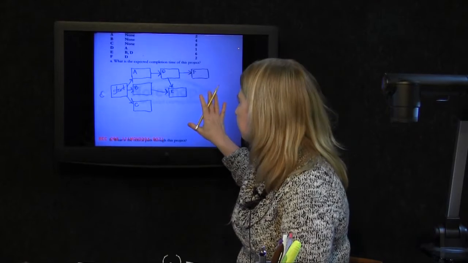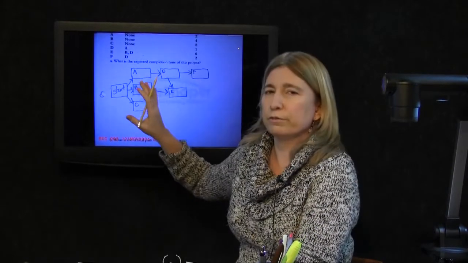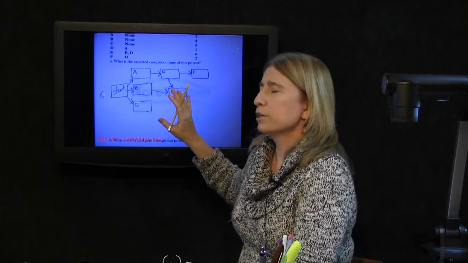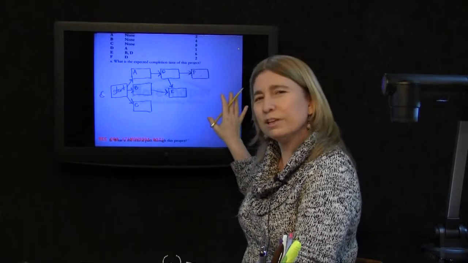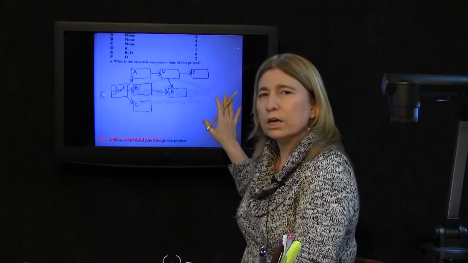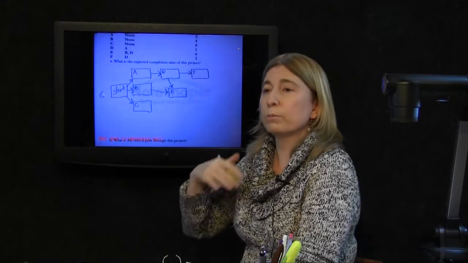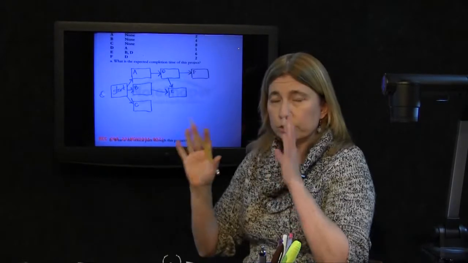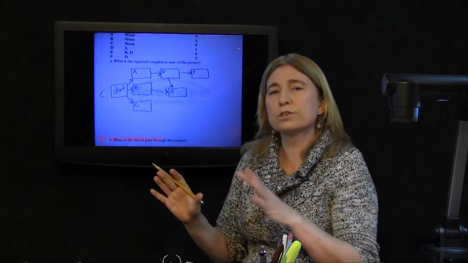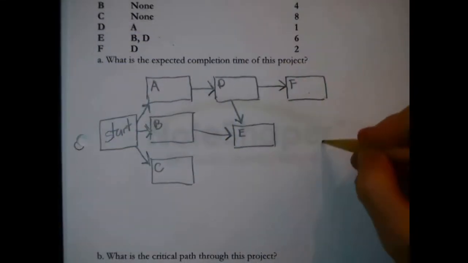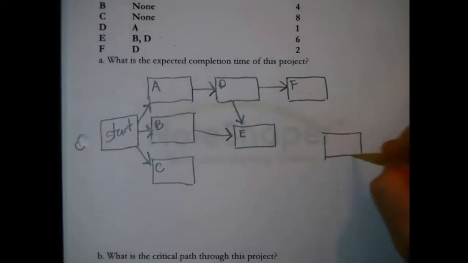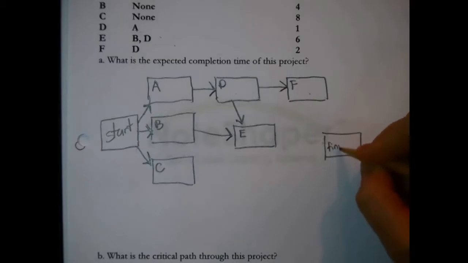But the network is not really finished until, just as it has one start, it really needs one finish. Okay, it needs a label or a node that represents this is it. We're done with the whole project at this point. So I want to draw that. Label it. This is the finish.